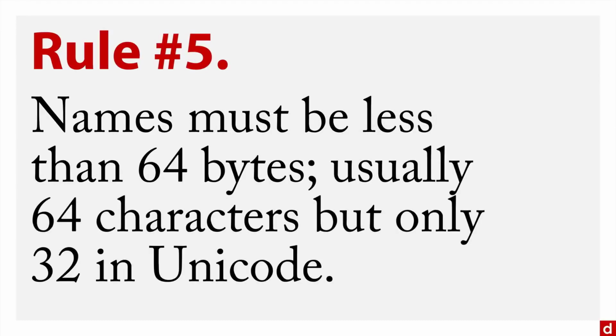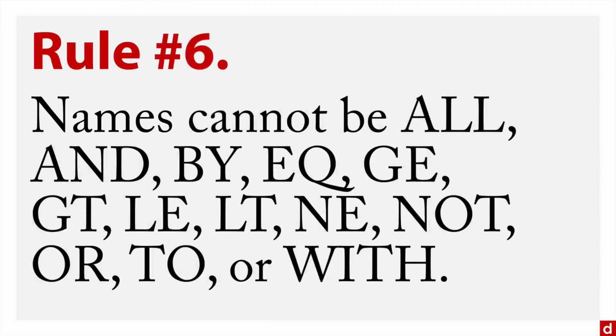In most text coding systems, that's 64 characters. But if you're using a Unicode system, that might be only 32 characters. And the last rule, rule number six, is the names cannot be any of these words: all, and, by, EQ, GE, GT, LE, LT, NE, not, or, to, or with, because those are all reserved function names within SPSS. So don't create that confusion. So those are the short names that go at the top of a variable.